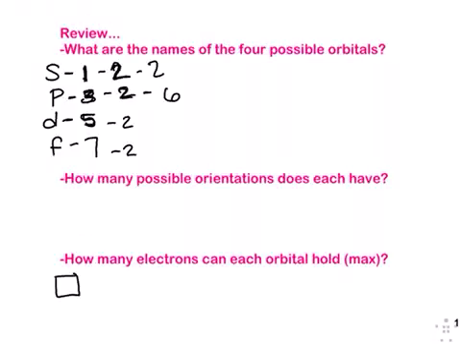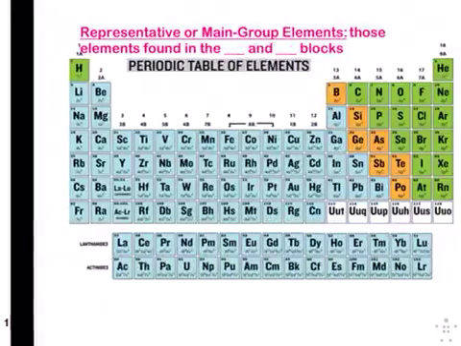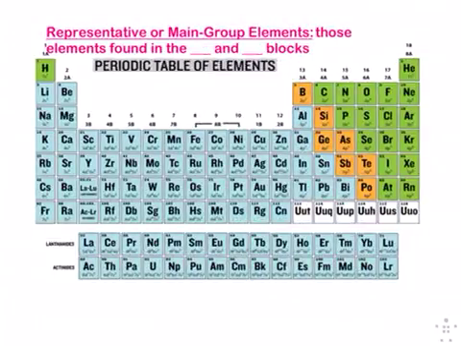And for the D orbital, how many electrons? What's the maximum that it can hold? 10. And then the F orbital, what's our max here? 14. Very good. So just a little review from last chapter about the S, P, D, and F orbitals. We are going to look at the periodic table, kind of put some names to locations.